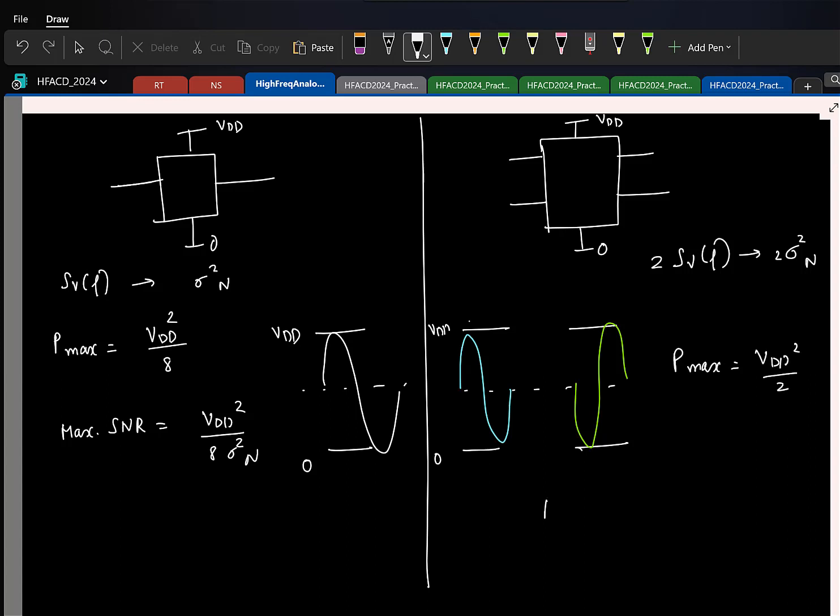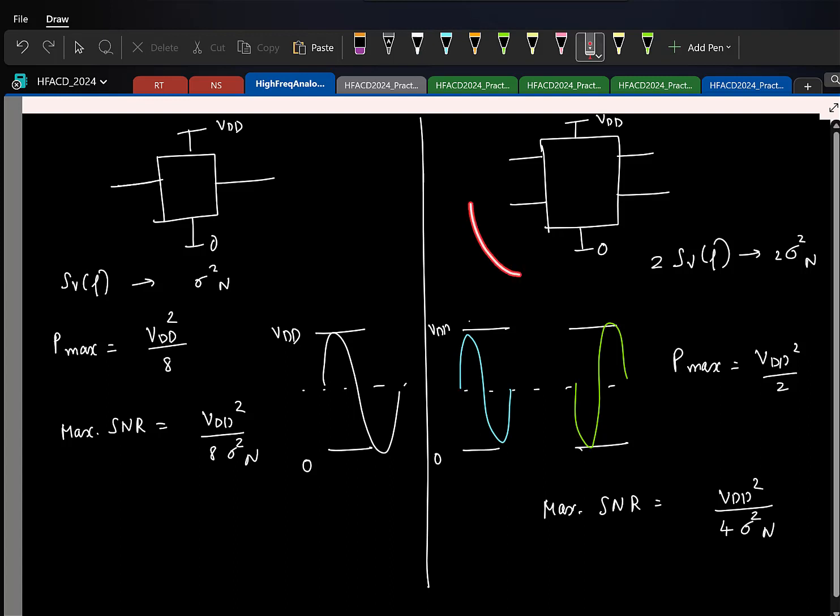So the maximum signal power is VDD square by 2. If I find the maximum signal to noise ratio, it's VDD square, right? So now it looks like the maximum signal to noise ratio you can get from this fully differential circuit is how many times higher? 2 times higher than what you can get with a single-ended circuit. Which means you should ask the following question again. Is it better? It looks like it is better, so is it coming for free?